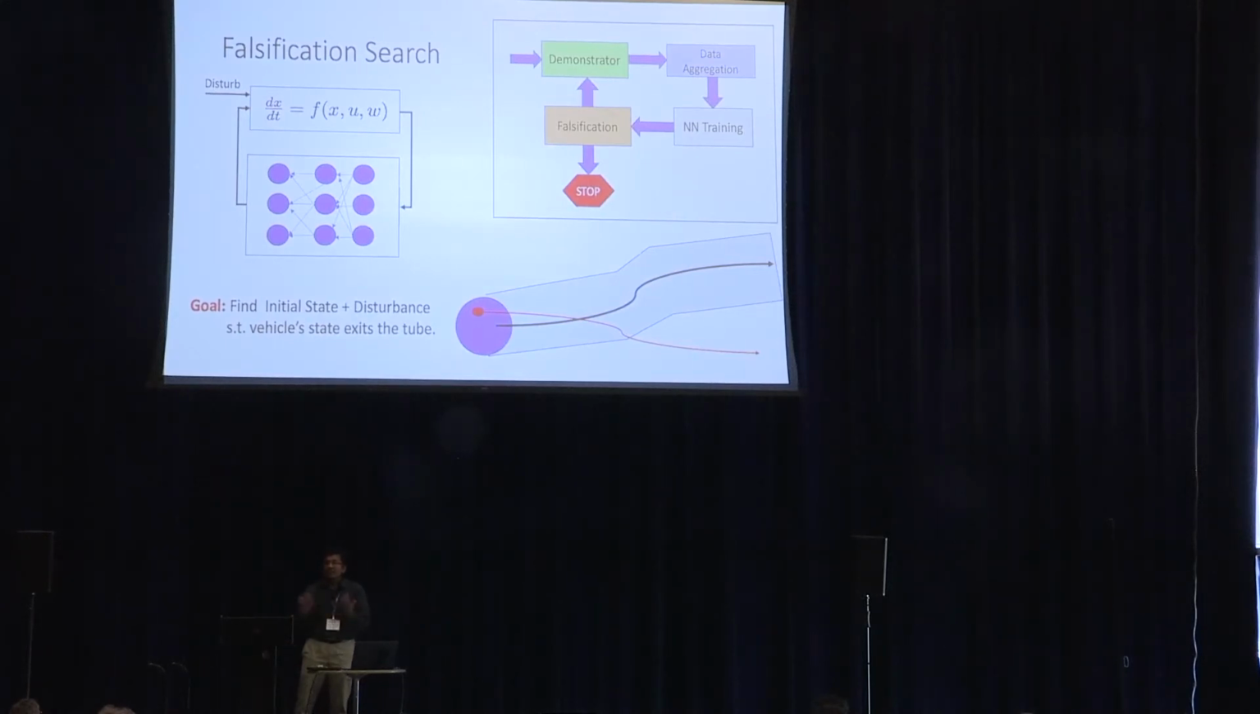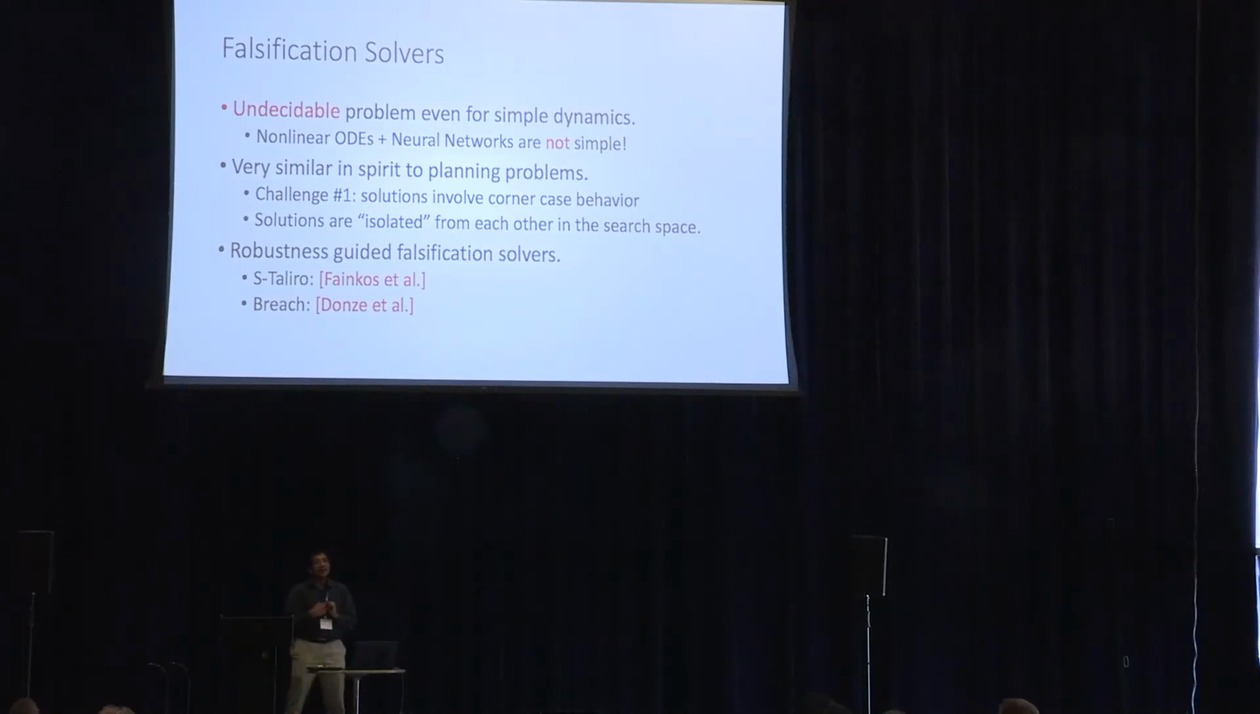So how do we find counterexamples? Bad news first, it's undecidable. Like everything else in verification, falsification is undecidable. And it's undecidable even for very simple dynamics, like linear systems. What am I doing talking about nonlinear systems? And then nonlinear systems in feedback with a neural network, it's kind of hopeless. And there are many challenges. You can think of it as a planning problem on a continuous state space, if you will.